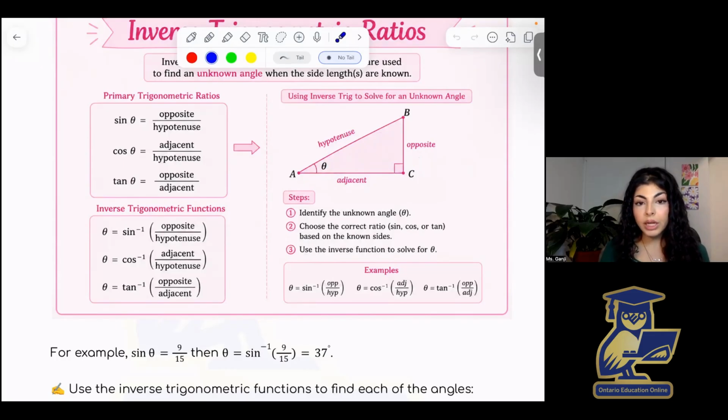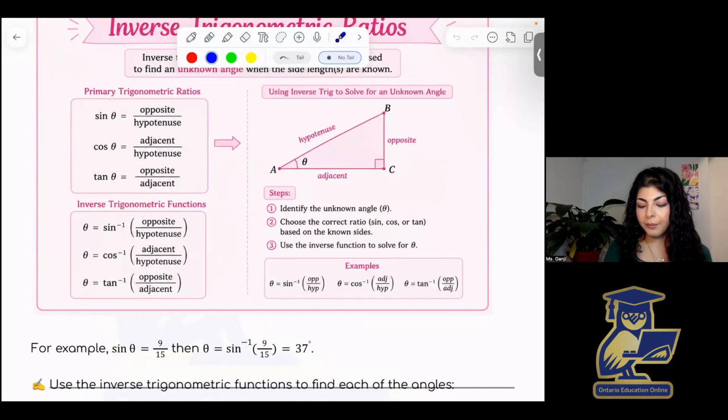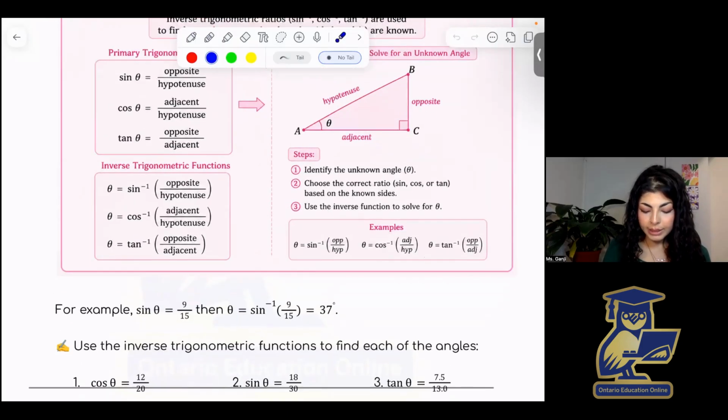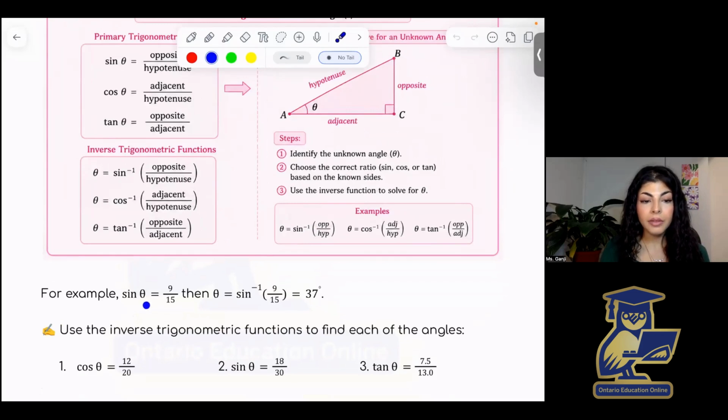So if you were to start with the sine, so we have opposite over hypotenuse, and you would take the inverse and you will get the angle. So for example, given the sine of theta is equal to 9 over 15, then we can solve for theta as the inverse sine of 9 over 15, and this will produce 37 degrees.